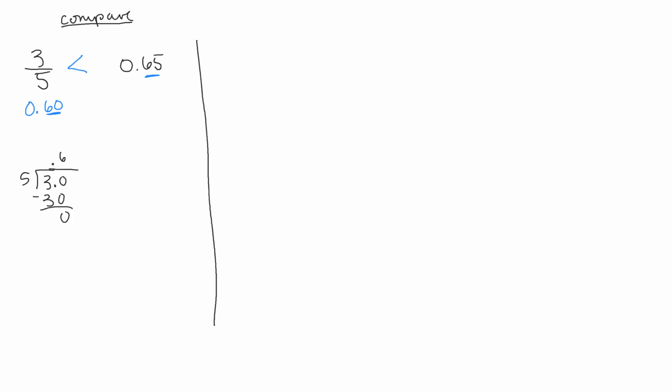Let's do another one. So what if I had 0.75 and 4/5? Well, 4/5, let's go ahead and convert. 4 divided by 5. Well, 5 won't go into 4, but it will go into 40. It'll go in 8 times. 8 times 5 is 40. Get my 0 remainder. So 4/5 is equal to 0.8.